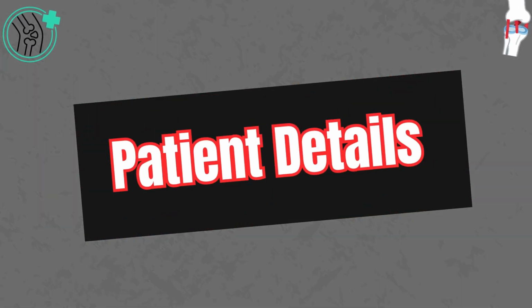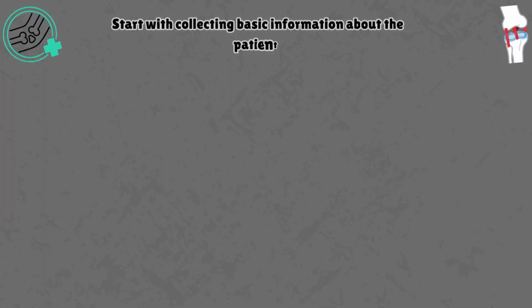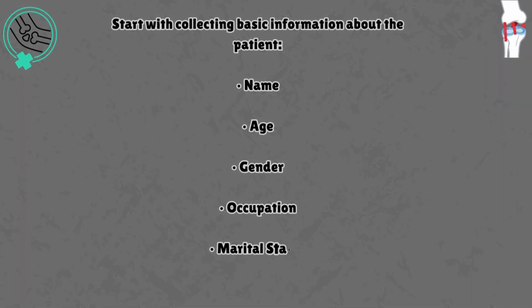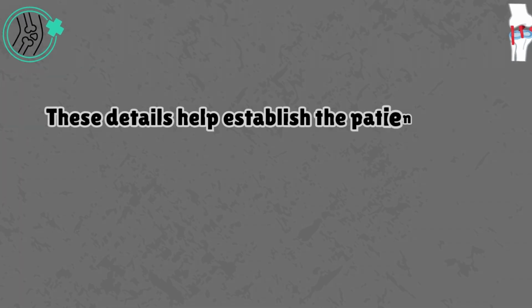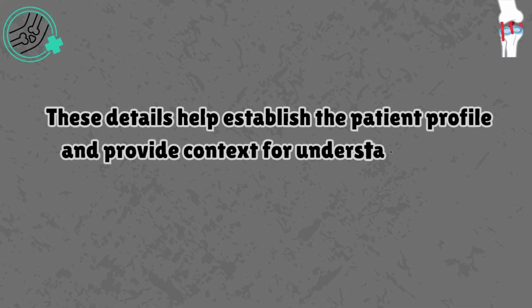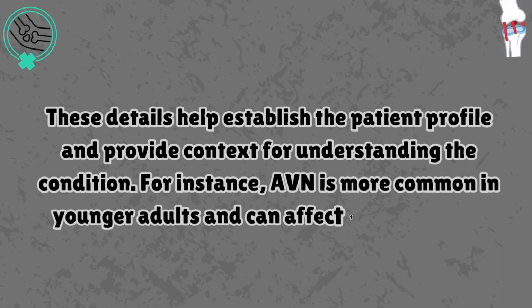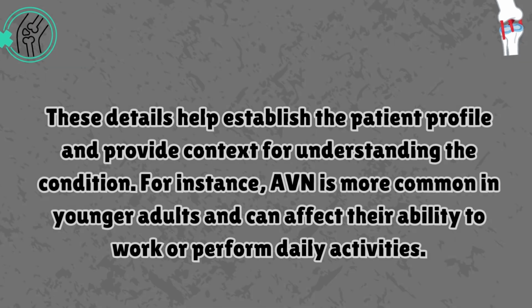2. Patient details. Start with collecting basic information about the patient. Name, age, gender, occupation, marital status, address. These details help establish the patient profile and provide context for understanding the condition. For instance, AVN is more common in younger adults and can affect their ability to work or perform daily activities.